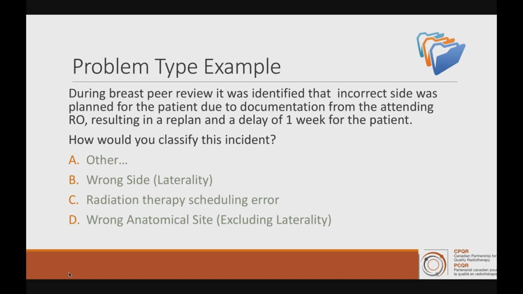The first of which is: during breast peer review, it was identified that the incorrect side was planned for the patient due to documentation from the attending radiation oncologist. It resulted in a replan and a delay of 1 week for the patient. How would you classify this incident? I certainly hope not as other. Would it be wrong side, laterality, radiation therapy scheduling error, or wrong anatomical site, excluding laterality? Give you a few more seconds to think on this one.